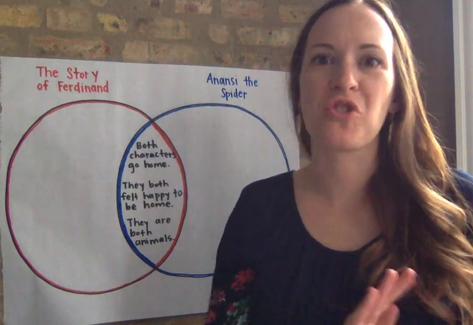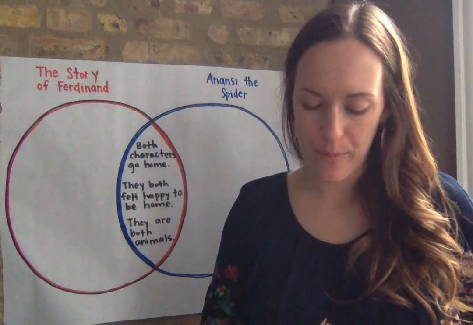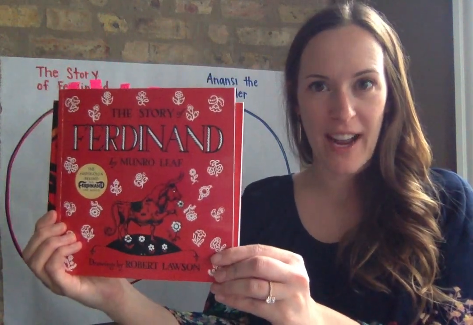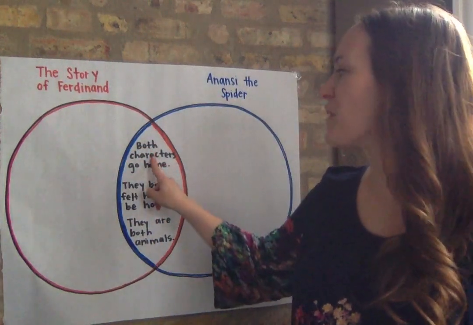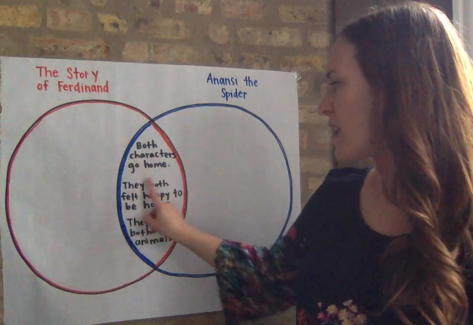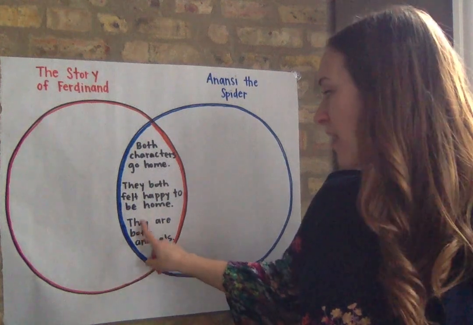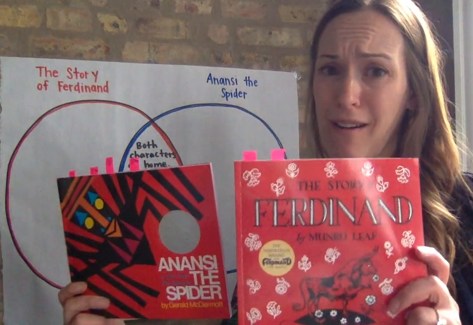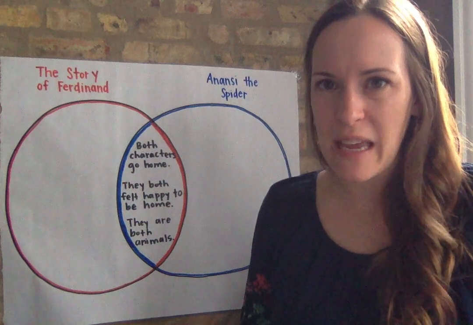Yesterday, you worked so hard to think about what was the same about two stories that we've read. We looked at Anansi the Spider and the story of Ferdinand, and we thought about how those two books were the same. Let's review what we found out. Both characters go home. They both felt happy to be home, and they are both animals. Now, that was pretty tricky because these books are so different. So it was kind of hard to think about how they were the same.